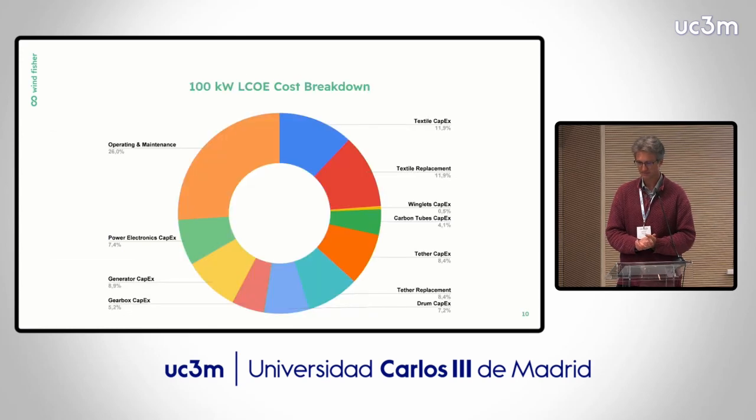Next slide. This is probably one of the interesting ones for you, to see how our system breaks down. We've got about a quarter of it with textile, for the initial textile at the delivery, and then one replacement. Our lifetimes are expected to be longer because we have a thicker textile with more coatings versus soft kites. Tether is expensive, that's for sure. And then we've got about a quarter over there for operation and maintenance.